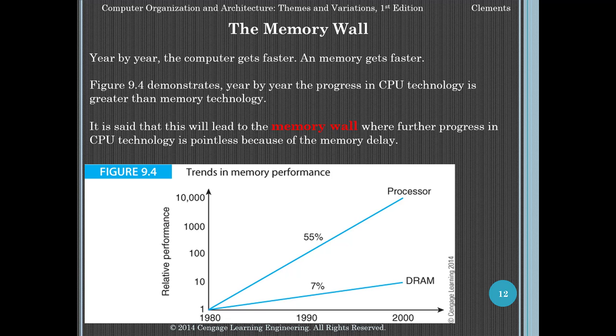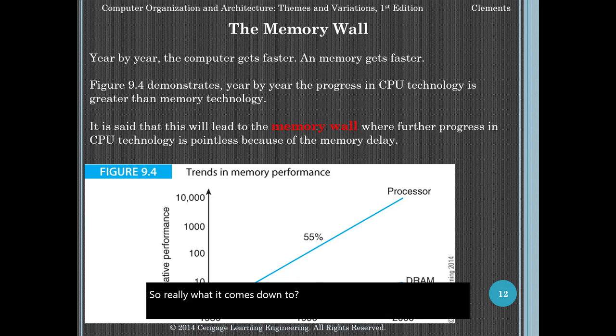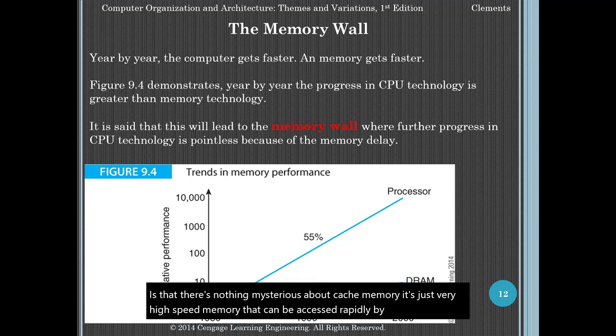So really what it comes down to is that there's nothing mysterious about cache memory. It's just very high speed memory that can be accessed rapidly by the processor. The magic comes from the ability of systems to employ a modest amount of high speed memory, like 256K in a system with 512 megabytes of DRAM, and then expect the processor to make 95% of its accesses to the cache rather than the DRAM.